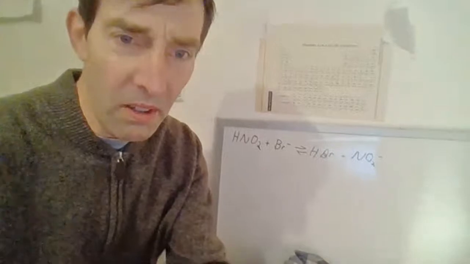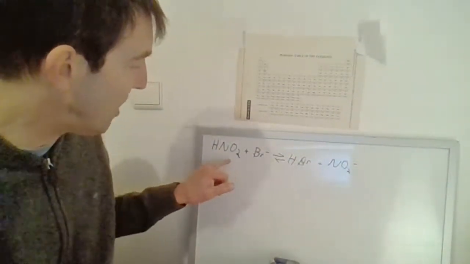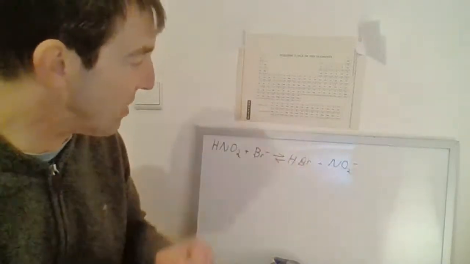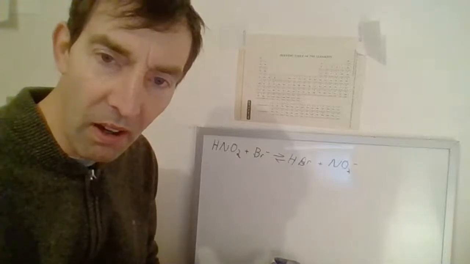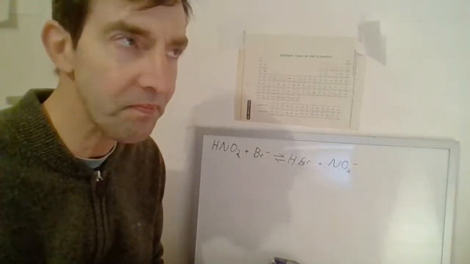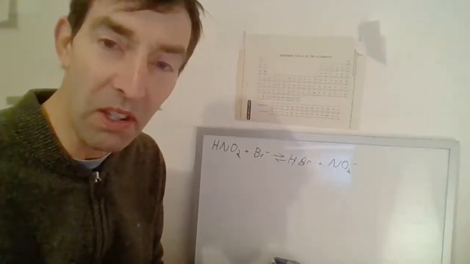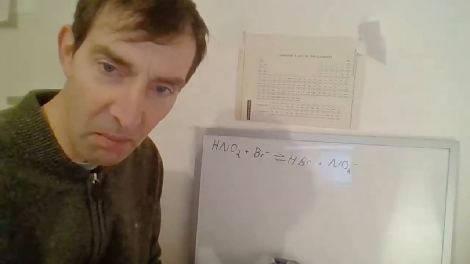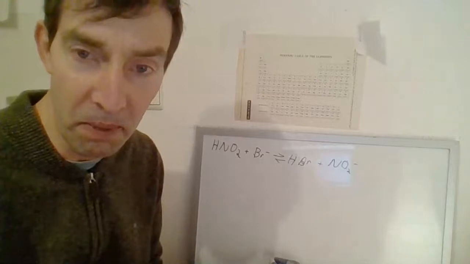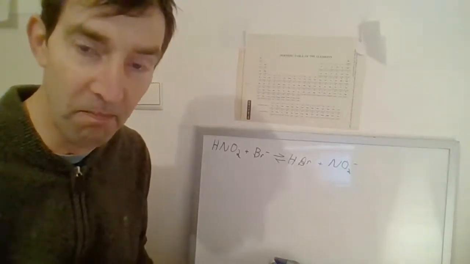And while you're waiting for others here, go ahead and look at this. HNO2 plus Br minus makes HBr and NO2 minus. Maybe you can tell me, for each conjugate pair, the acid and the base. So we'll do that to warm up.